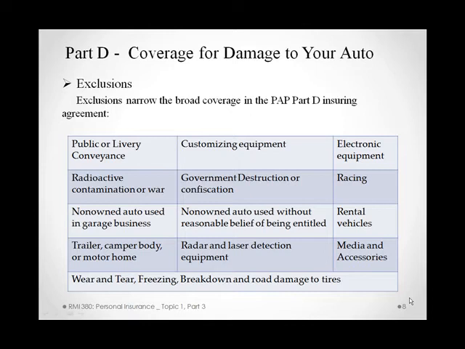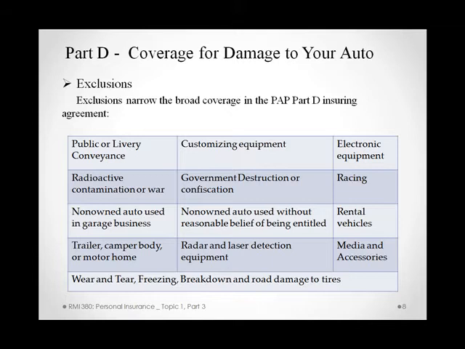There will be several exclusions under Part D, coverage for damage to your auto. First, there's always a public or livery conveyance. So if you're using your car as a taxi or a bus, you don't get paid for the physical damage of your car under your personal auto policy. And radioactive war is pretty much not covered anywhere because the consequence would be a huge loss.